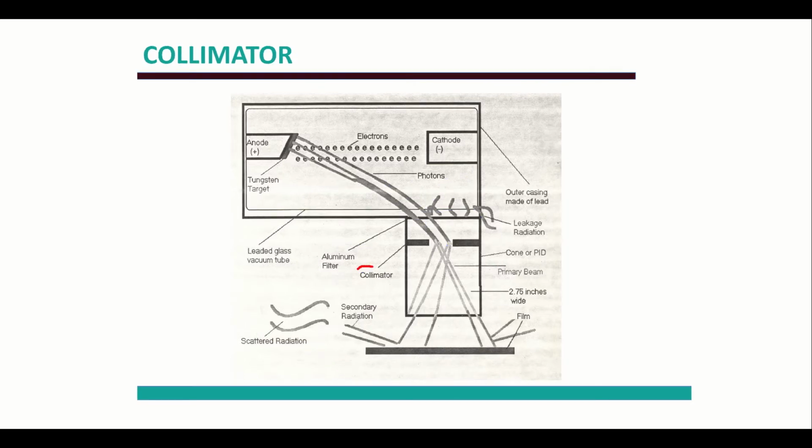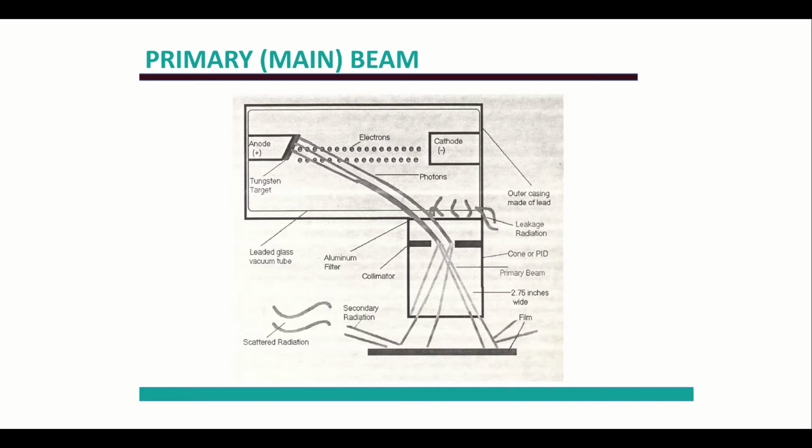The next piece of metal is your collimator, which is like a lead washer. And there's a hole in the middle. Again, it's lead, so radiation cannot go through the lead part, but there's a hole in the middle of it, which allows the strong radiation to come out. That strong radiation that comes out is called the primary beam. Central beam, main beam, central ray has lots of names, but primary beam is aimed at the patient.